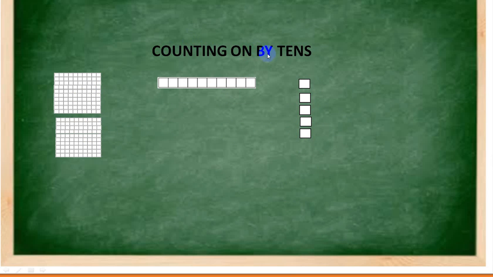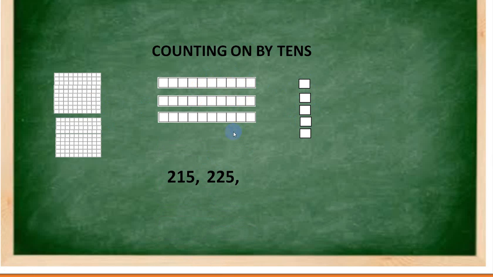Now we practice counting on by 10. Before we practiced counting on by ones, now we're counting on by tens. First, how many squares are there? The hundreds 2, the tens 1, the ones 5. So altogether 215. And if I add 1 tens, it becomes 2, 2, 5, 225.